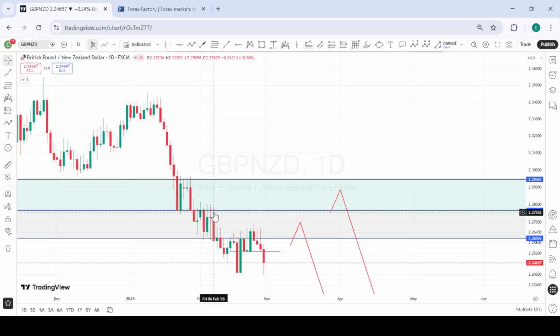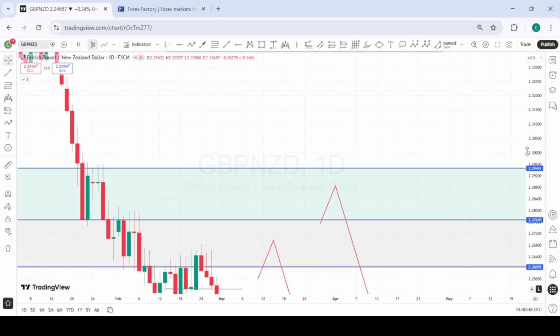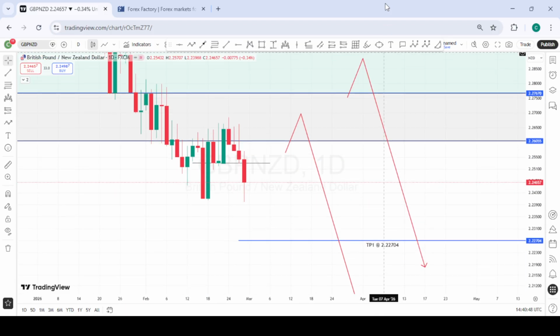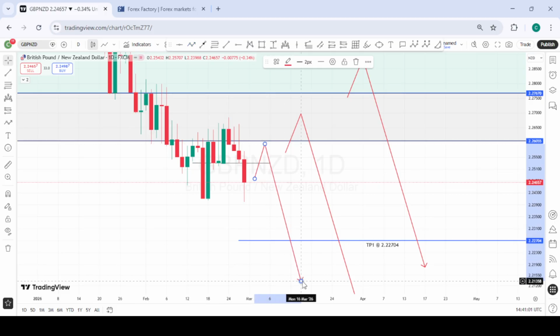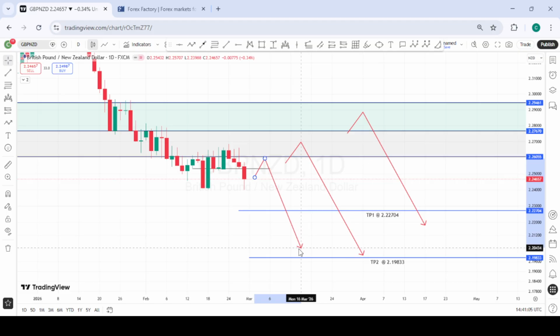This is GBPNZD. Last week we anticipated that price was going to react from either of these two zones, and price has actually given us a daily structure shift at the very first zone. So going into next week, what we'll be looking for is a possible pullback to retest this daily structure, or look for a possible lower high formation and look for selling opportunities to the downside. So we are still very bearish on GBPNZD.